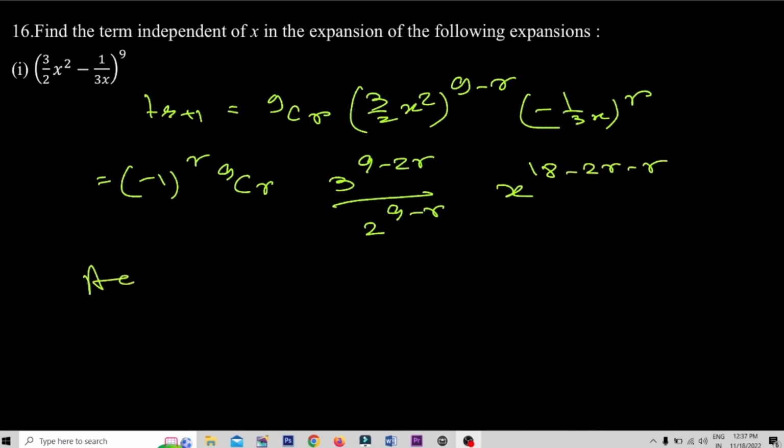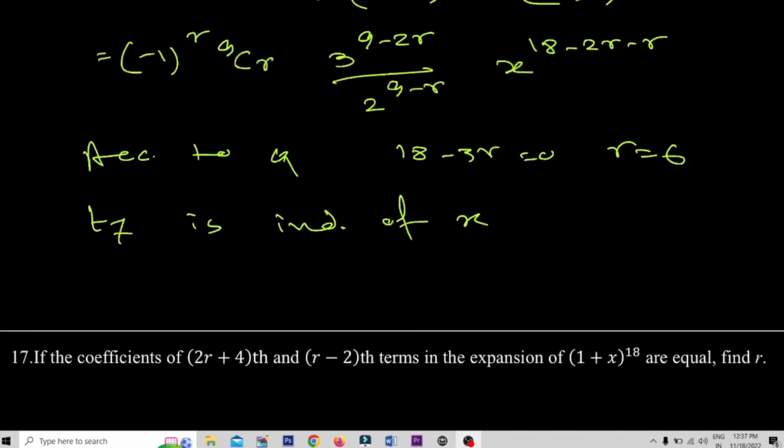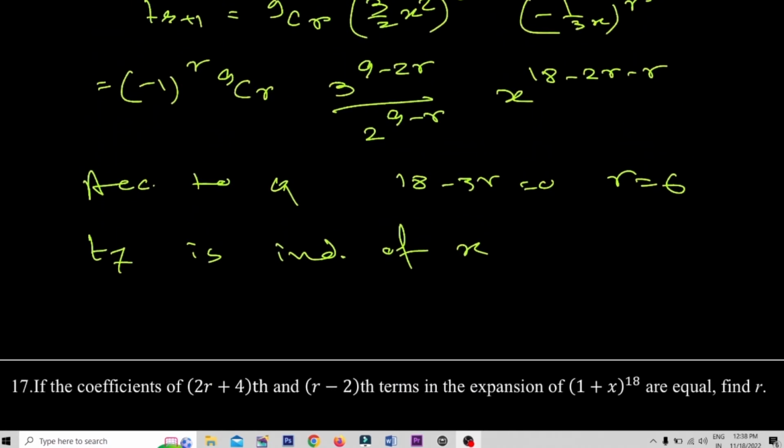According to the question, 18 minus 3r equal to 0. So r equal to 6. Therefore, we can say T7 is independent of x. So if the question is asking to find the coefficient, we are getting here T(6 plus 1), put r equal to 6, 9C6, 3 to the power 9 minus 6 over 2 to the power 9 minus 6. Accordingly calculate.